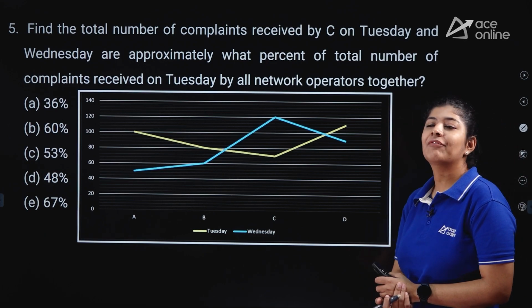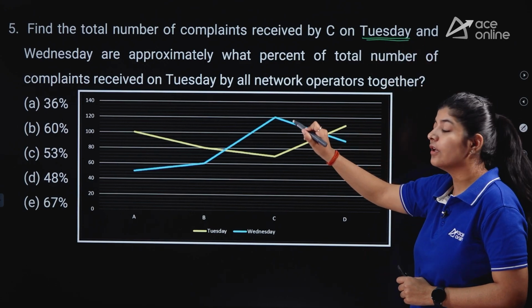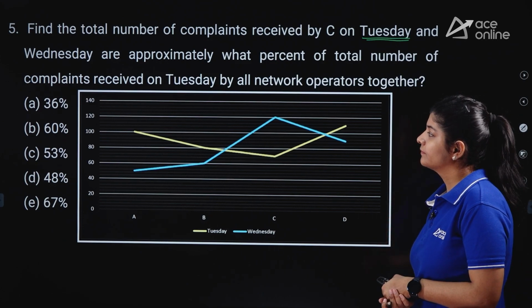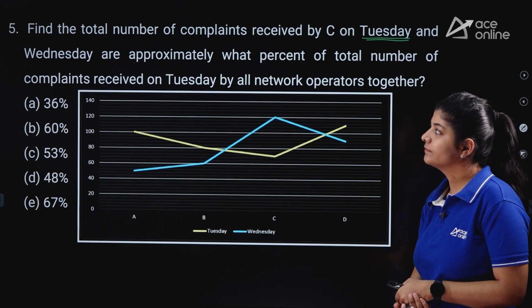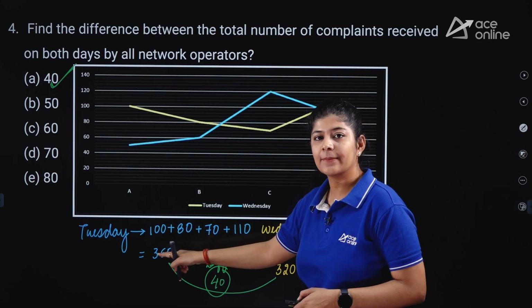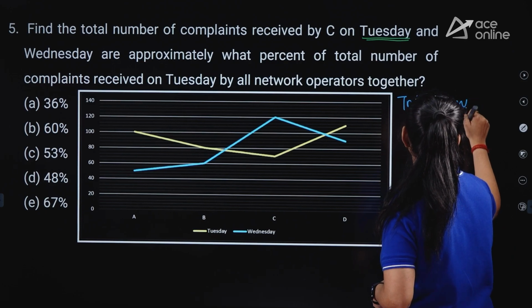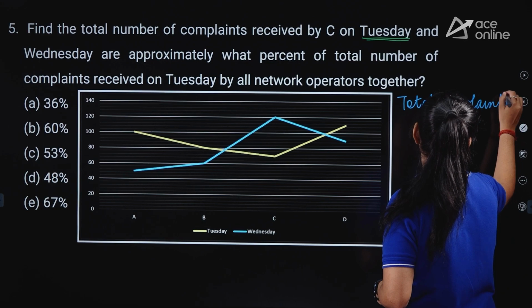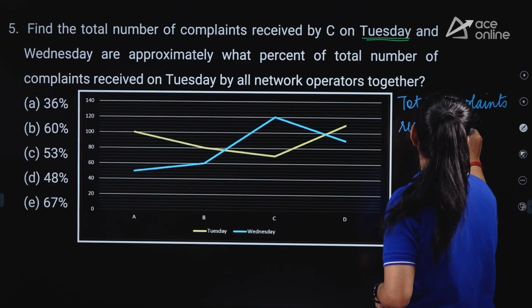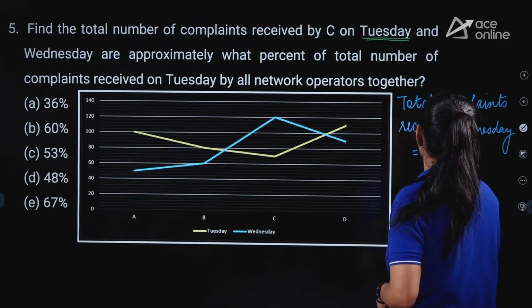Here, on which day do we have to focus? We have to focus on Tuesday only. That means we have to focus on this yellow color only. Is it clear? Okay. Now we know that the total of Tuesday is nothing but 360. So we simply use this value, the total complaints received on Tuesday, which is nothing but 360, right?